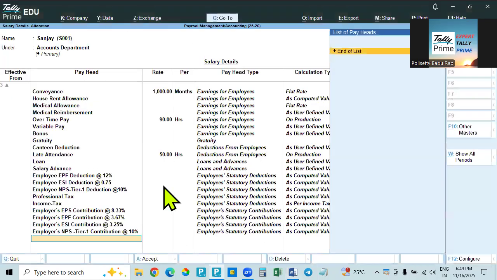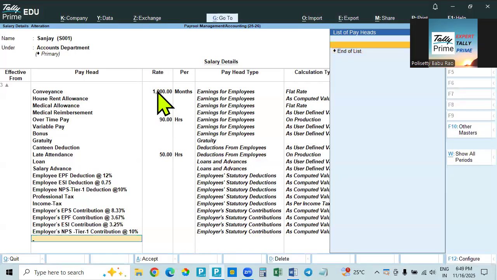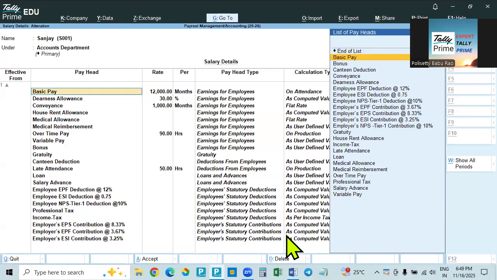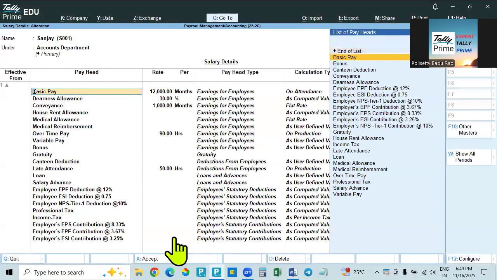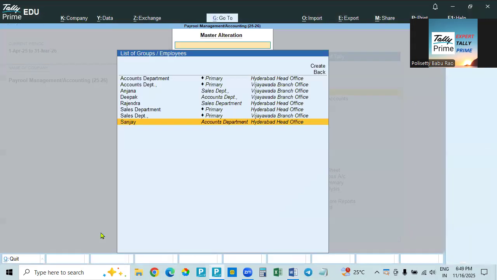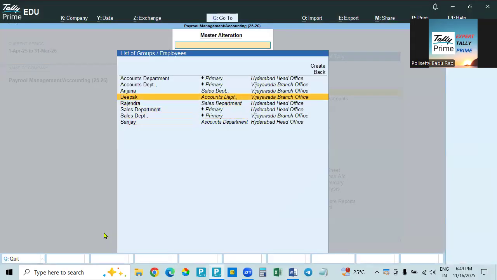So this is completed. See, overtime, late attendance, then basic, and after basic, conveyance 1, 2, 3, 4. We have given amounts. Okay, no problem. So this is completed, and then we will go to the second one, I think Rajendra. You can straight away go to Anjana or Deepak, anything you can do, because the concerned department will calculate.